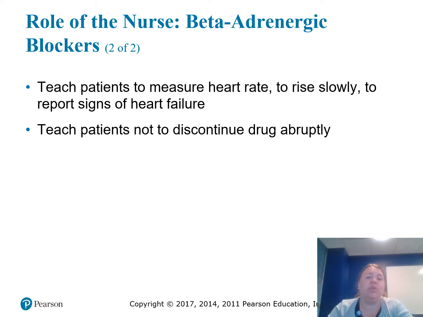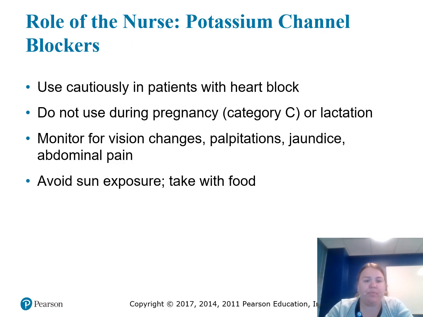So you all know what the signs of heart failure are. Edema, shortness of breath, coughing, swelling of the abdomen, okay, and so on and so forth. If they're gaining weight, how many pounds in a week? Three or more in a week, okay? Teach the patients not to discontinue the drugs abruptly.